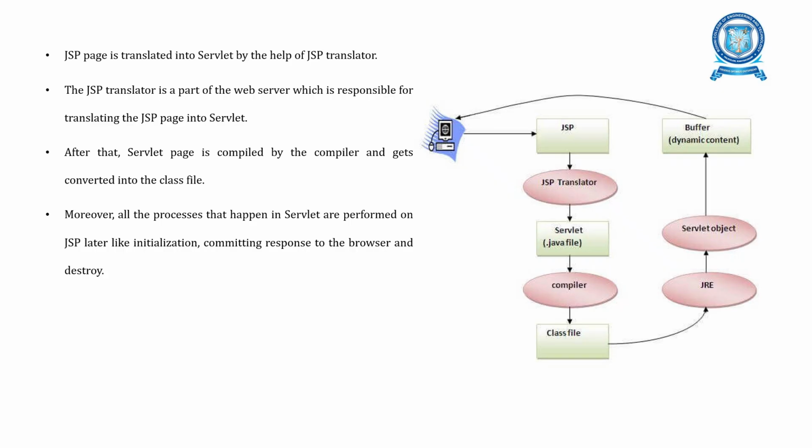The JSP page is translated into a servlet with the help of the JSP translator. The JSP translator is the part of the web server which is responsible for translating the JSP page into a servlet page. The diagram demonstrates the life cycle of the JSP. The client request goes to the JSP, which is converted to a servlet file using the JSP translator. Then the file is compiled into class files and a servlet object.